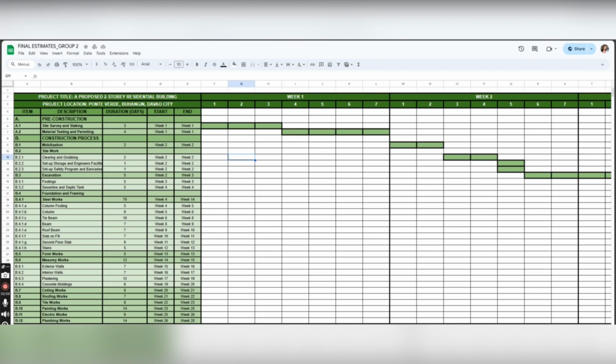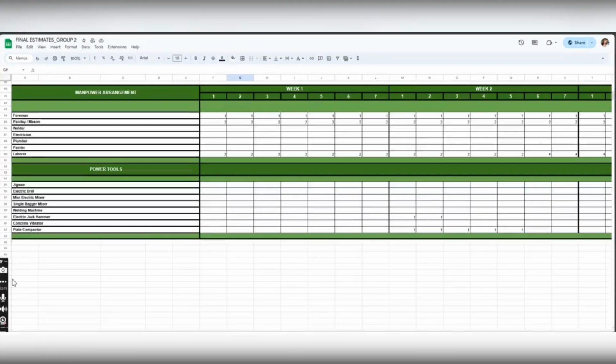And last but not the least is to finally create the schedule. So we have to utilize project management software, example, Microsoft Project or Primavera, to create a Gantt chart that visually represents the timeline of tasks. So in our case, we used Google Sheets. And then we also have to ensure the schedule aligns with the project's start and end dates.